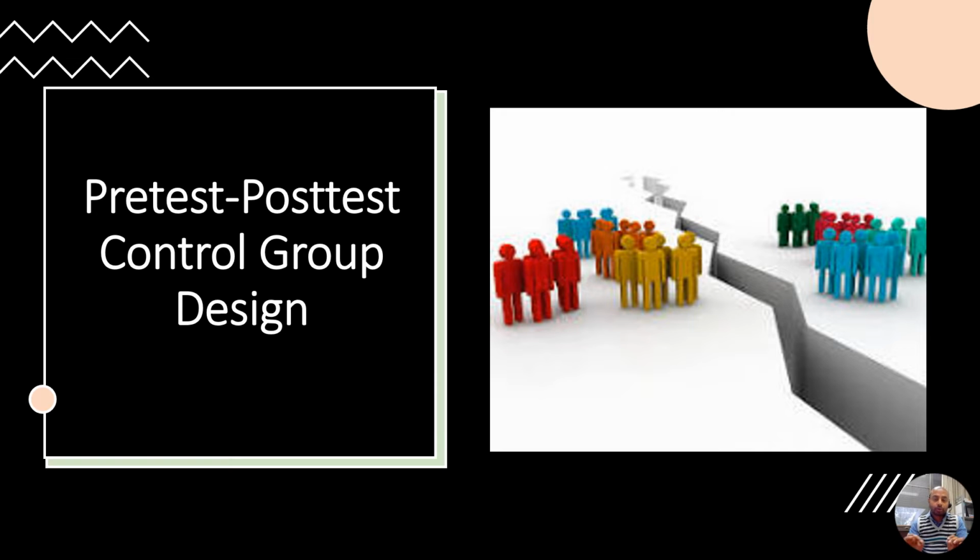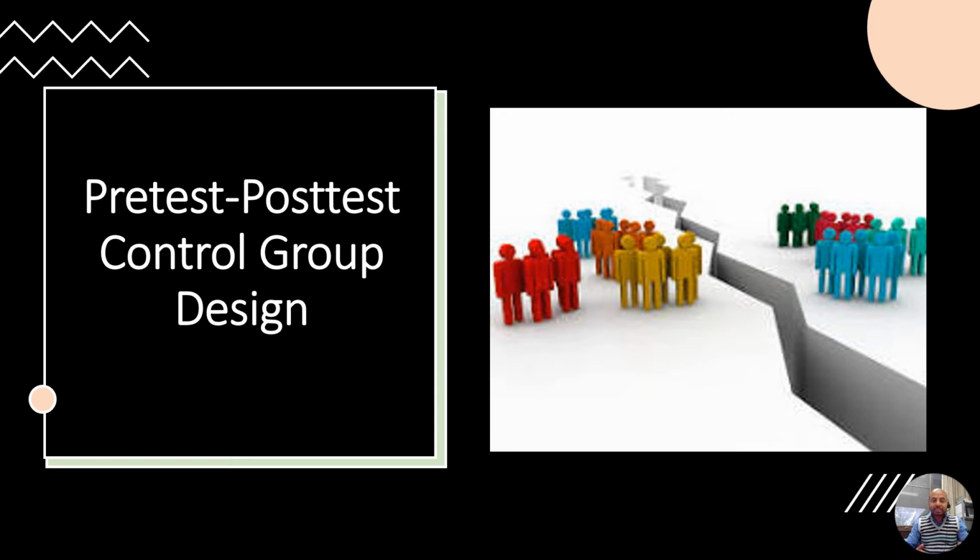So before I go into it, let me just explain that the pre-test post-test control group design is also sometimes known as the pre-test post-test randomized experimental design. The reason is that participants are allocated randomly into two groups. The groups are called control group and treatment group.